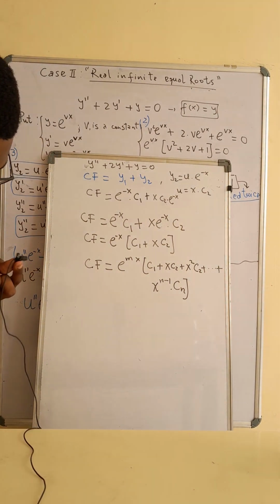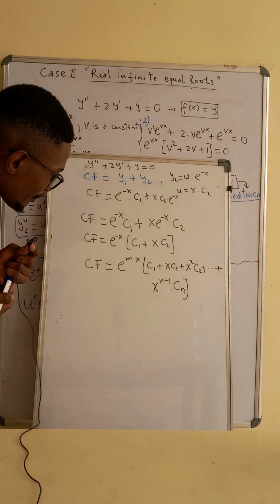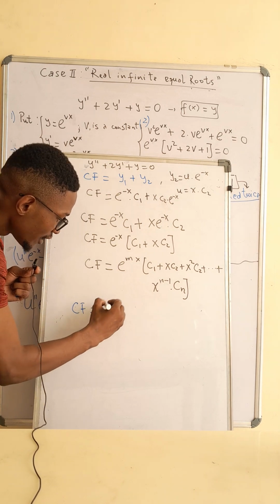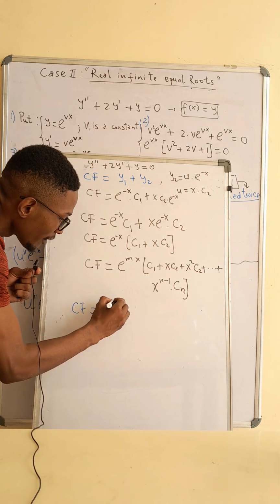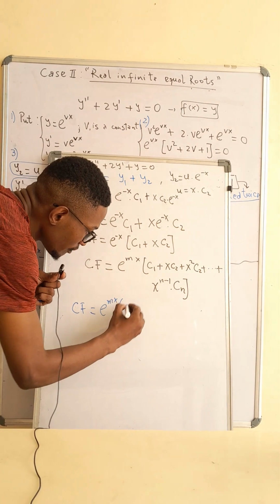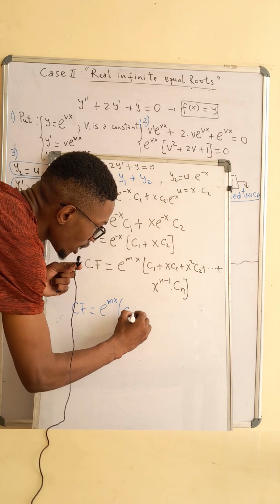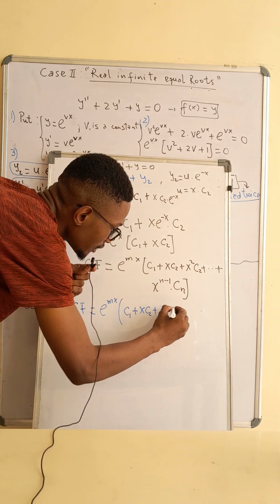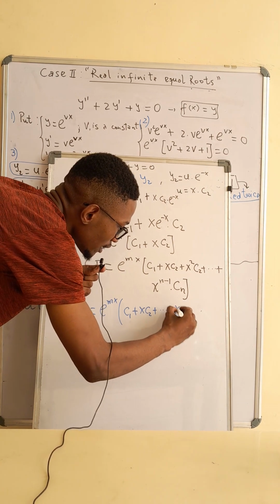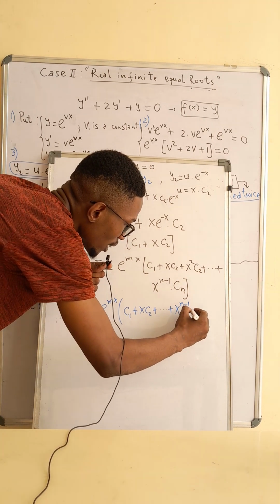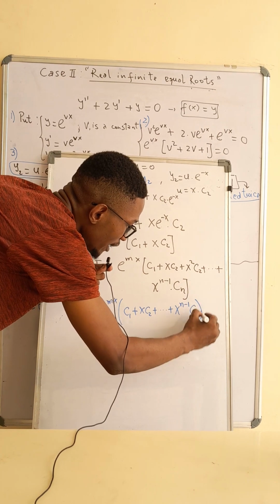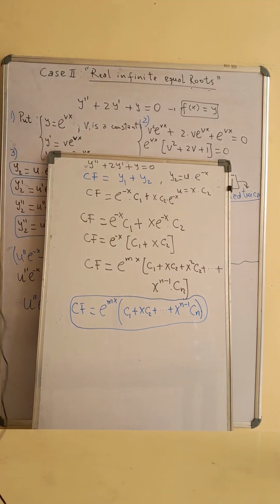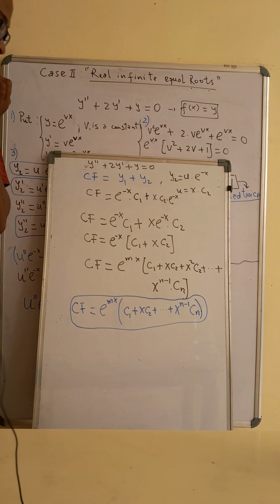I will write it down here with another pen. So CF is equal to Euler raised to m x, because m is only 1. And this will be C1 plus x C2 plus and so on, plus x raised to n minus 1 times Cn. Okay? This is the general solution when we have equal roots.